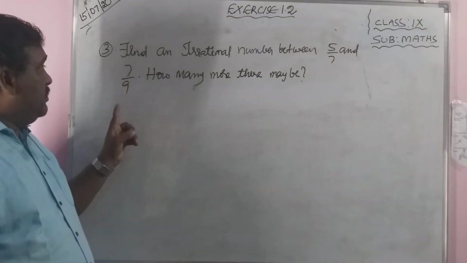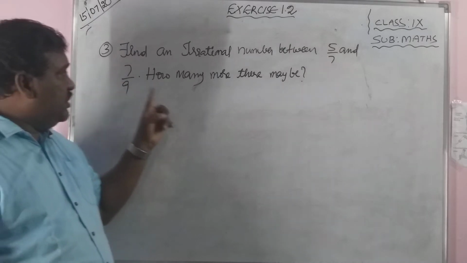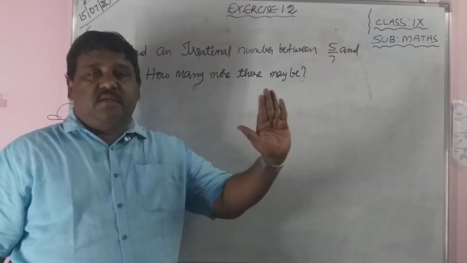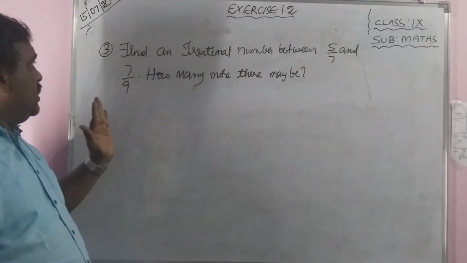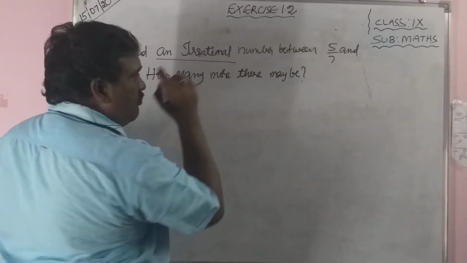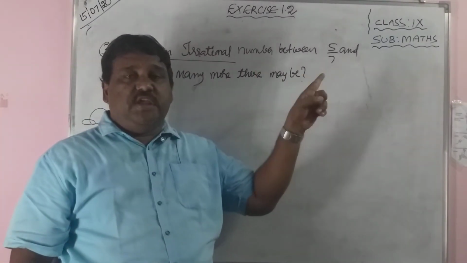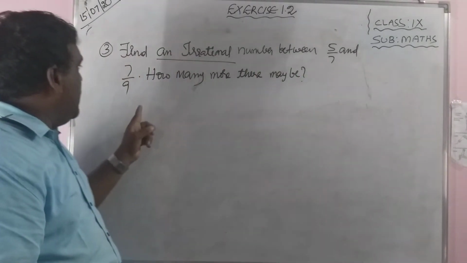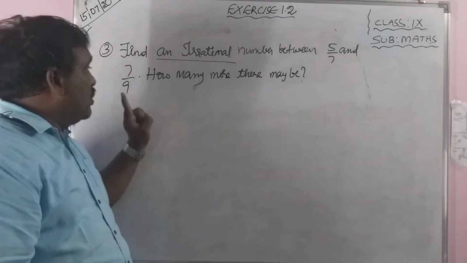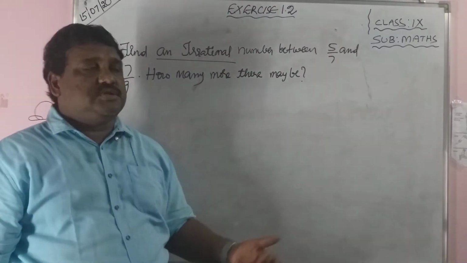Write down the third problem. Find an irrational number between 5 by 7 and 7 by 9. That is the first question in the third problem. There is one more question: how many more such numbers may there be? You have to find that out.